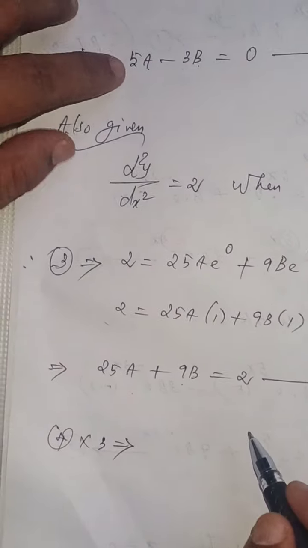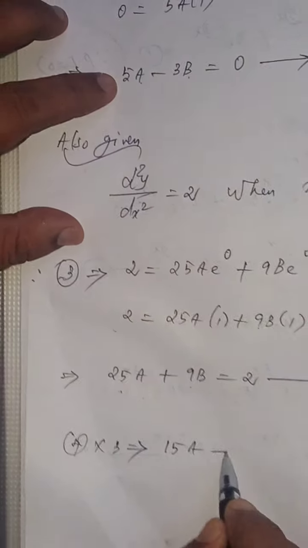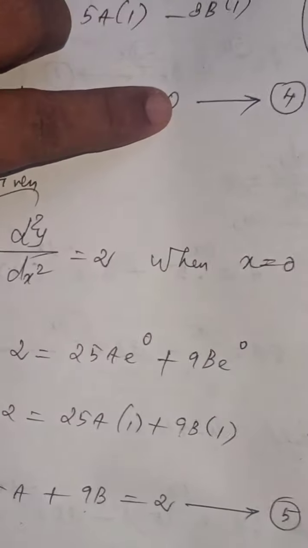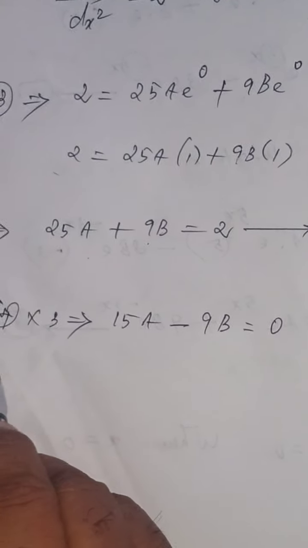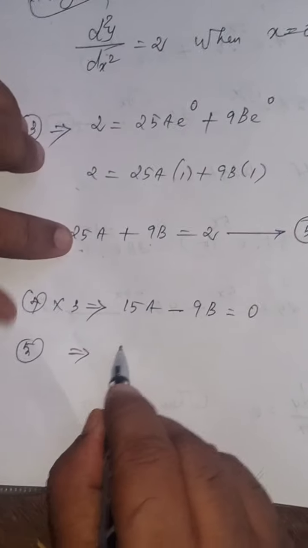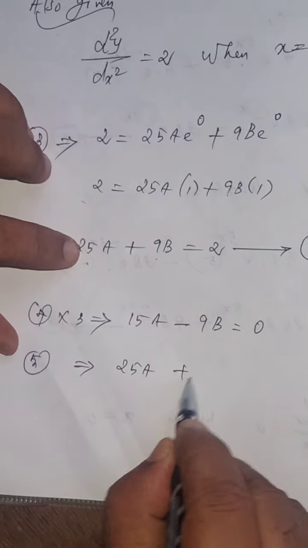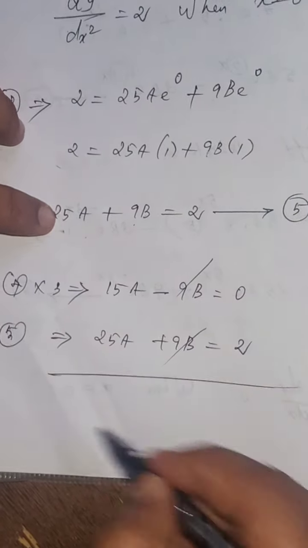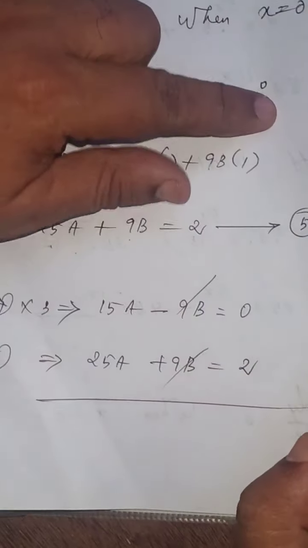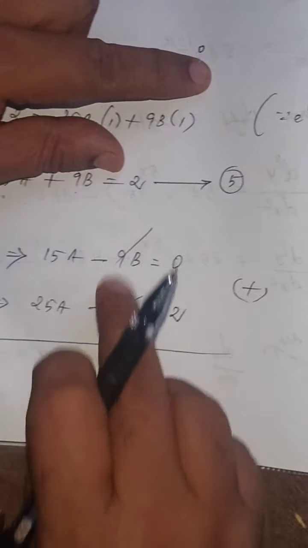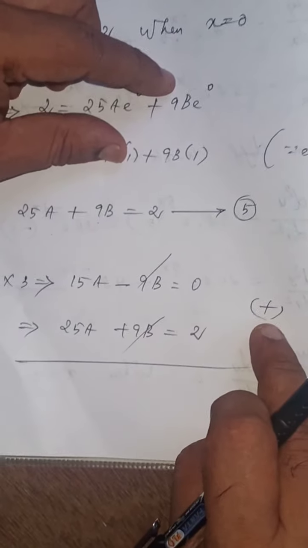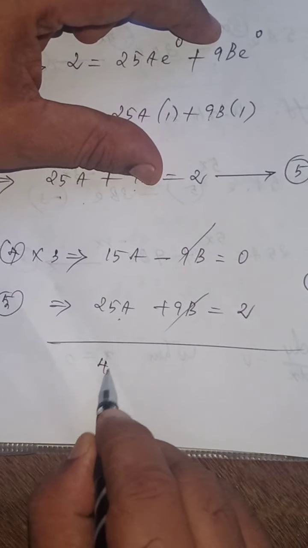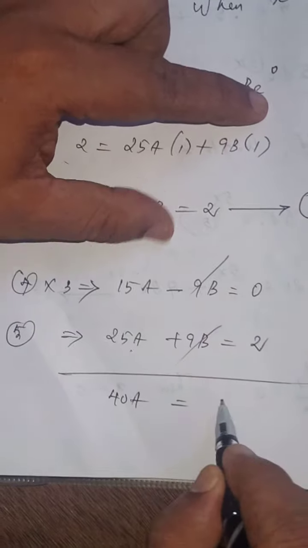If you multiply by 3, 5 3s are 15, 15a. 3 3s are 9, 9b. 0 into 3 is equal to 0. And the fifth equation, write as it is: 25a plus 9b equals 2. Plus 9b and minus 9b get cancelled, without changing the sign, you are cancelling the element. That is called addition. So 15a plus 25a is 40a, that is equal to 0 plus 2, which is 2.